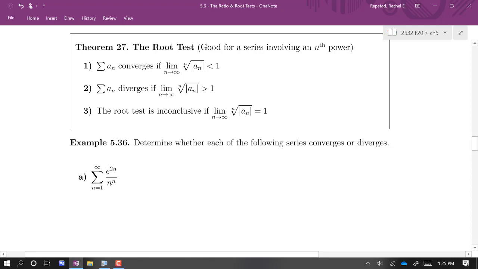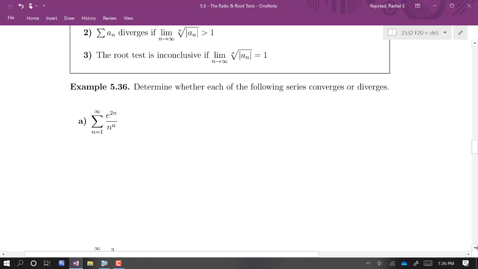We're looking at the limit as n approaches infinity of the nth root of the nth term. And then just to make sure, if there's any sign changing, we make them all positive, so the absolute value of the nth term. If that limit is less than 1, it converges. If that limit is greater than 1, it will diverge. And just like with the ratio test, if it's equal to 1, it's inconclusive, and we need to try something else.